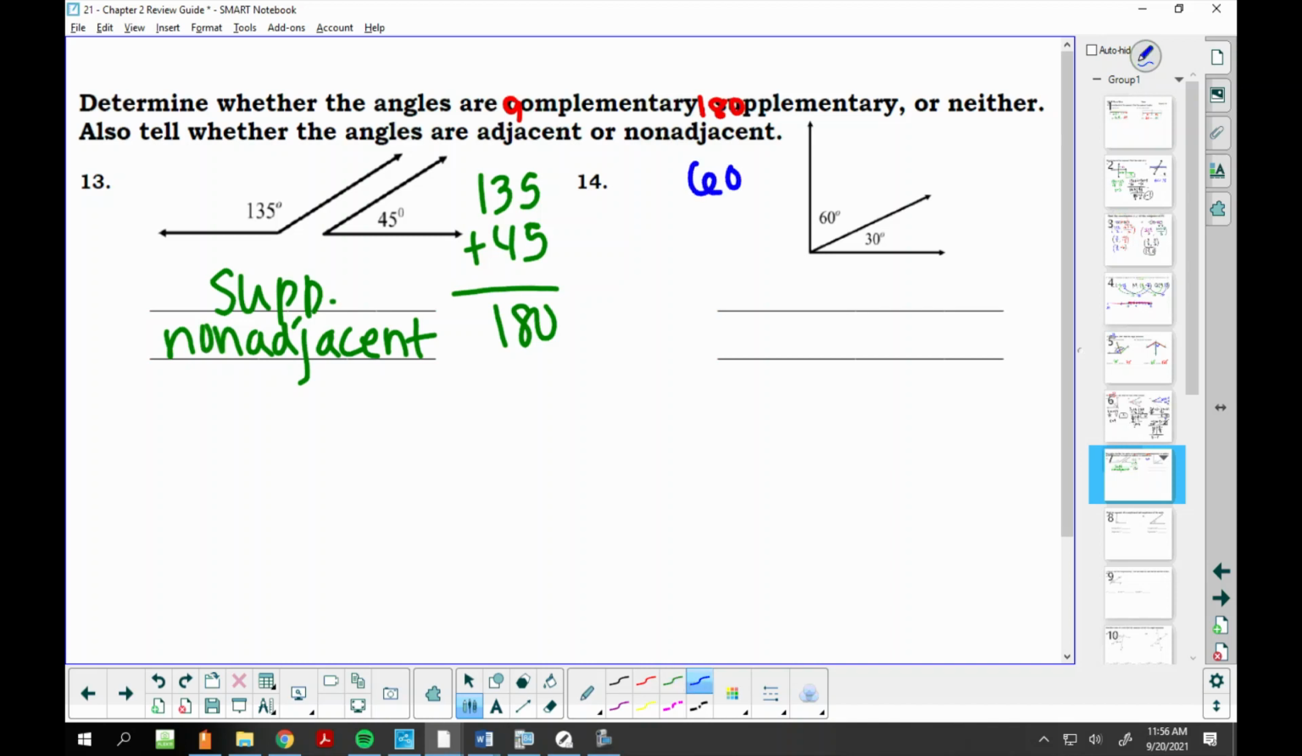60 plus 30, that's 90, which makes them complementary. Again, you can turn the C into a 9. Are these angles adjacent? Yeah, they share a common vertex and a common side. So good, they're right next to each other.